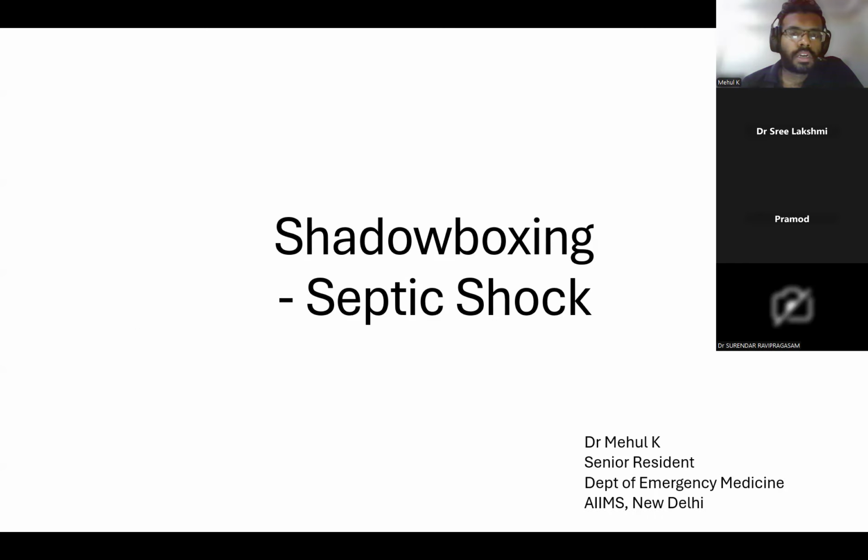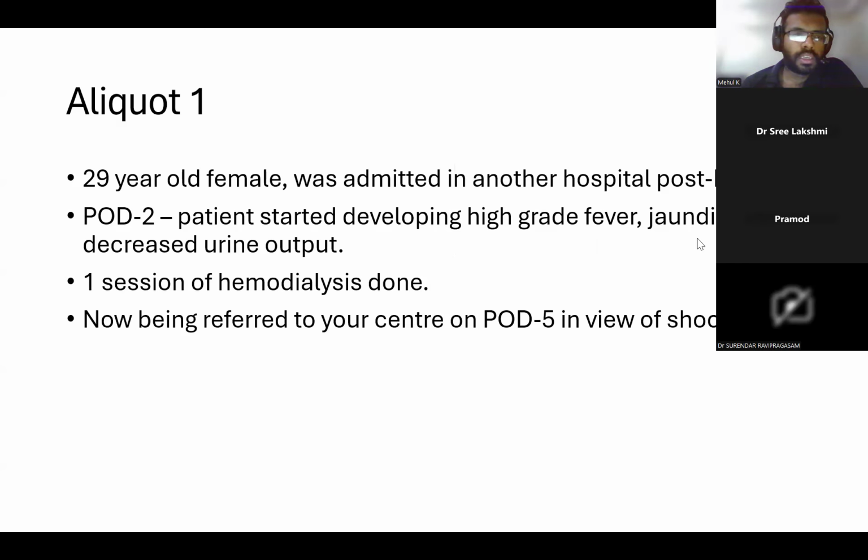So you'll start with the first aliquot. What you have is a 29-year-old young lady who was admitted in another hospital and had a cesarean section done. The indication was some fetal distress, and after that she was admitted there for a few days. By around post-op day two, she started developing high-grade fever, jaundice, and decreased urine output. She had a session of hemodialysis done out there also, apparently. Now she's being referred to your center on post-op day 5 in view of refractory shock.